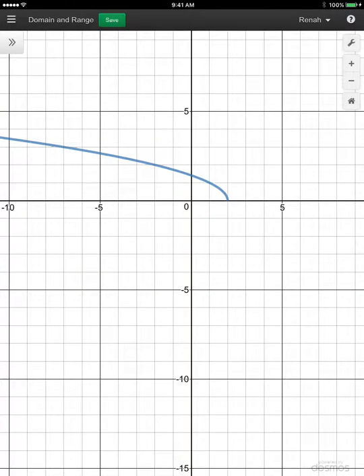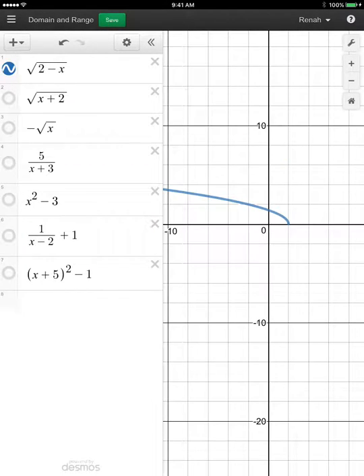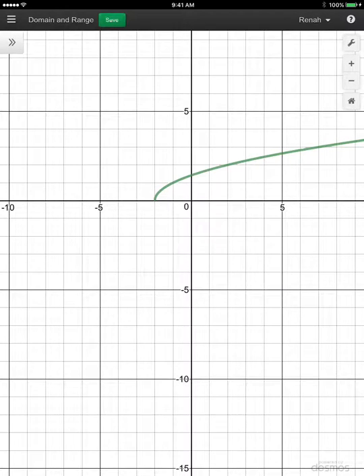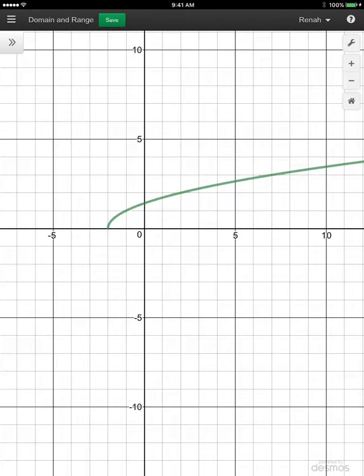And let's take a look at that one. So the square root function is this one. It's just the square root parent graph shifted 2 units to the left. So that's why my domain starts at negative 2 and goes all the way. And take a look at my y values. Once again, I don't have any negative y values. 0 to positive infinity.